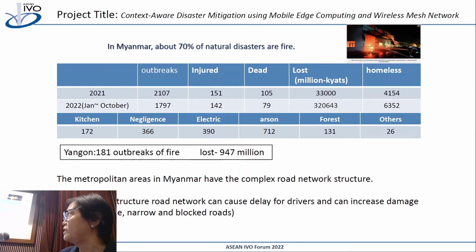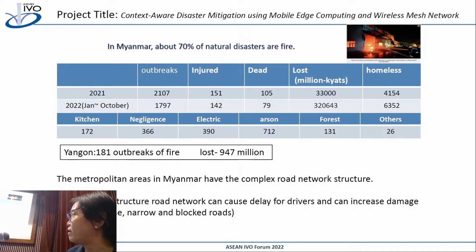So in 2022, January to October, there were 1,797 fire outbreaks, 142 injured and 79 dead. The loss of property was 320,643 million kyats, and 6,352 people lost their homes.